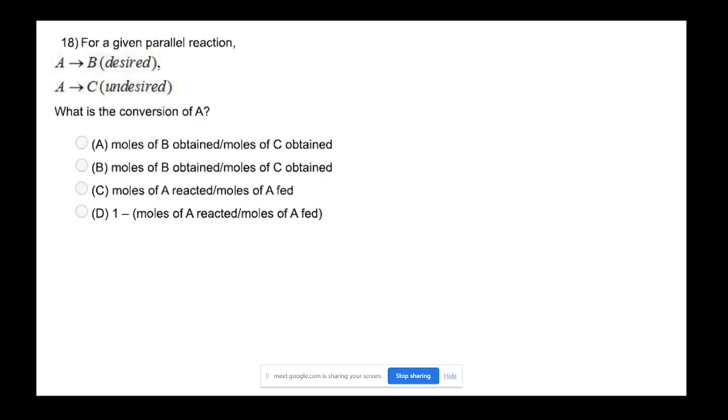Next question comes out to be, for a given parallel reaction, what is the conversion? Here you have been given desired and undesired product just to divert you, just to distract you. Conversion of any reactant does not relate to what is desired or undesired. It is just related to the amount reacted and the amount fed. So conversion.